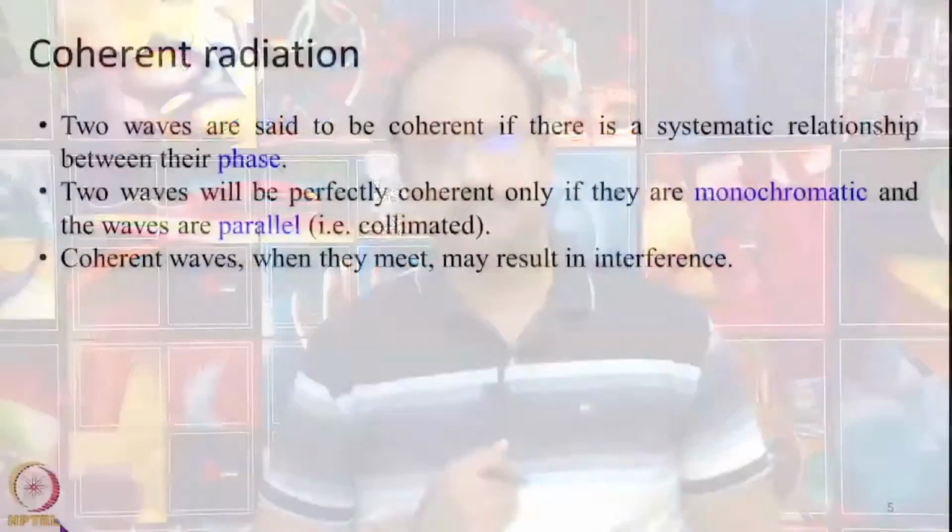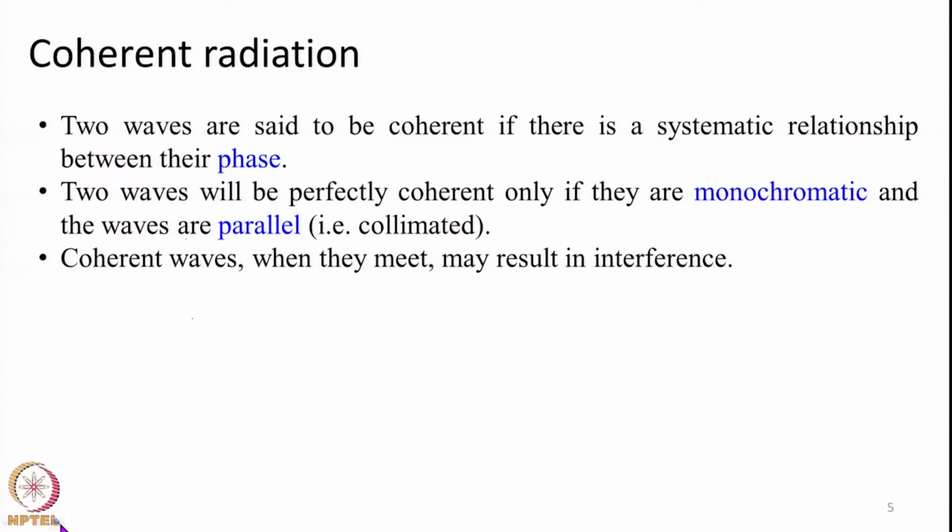The next property we are going to see about electromagnetic radiation is known as coherency. Before looking at what coherency is, let us quickly go back to our school physics days and recall what is known as the phase of a wave. So, we will see what is the phase of a wave.